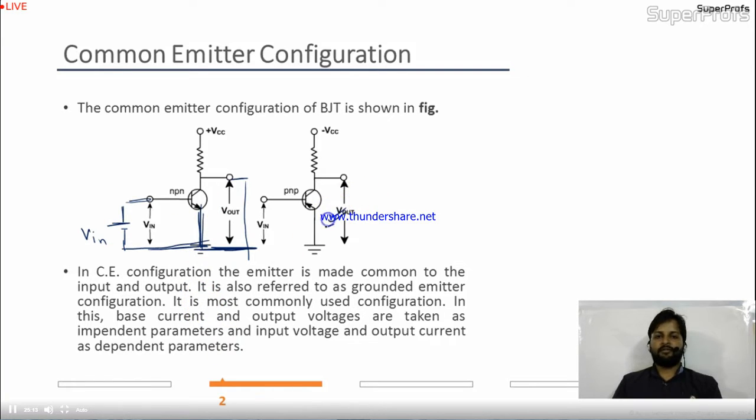Similarly, this one is also the common emitter, we are showing two NPN and PNP transistors. So in common emitter configuration, the emitter is made common to the input and output. It is also referred to as grounded emitter configuration because we grounded the emitter over here. It is the most commonly used configuration, and this is very important. Okay. In this, base current and output voltage are taken as independent parameters and input voltage and output current as dependent parameters. Okay.